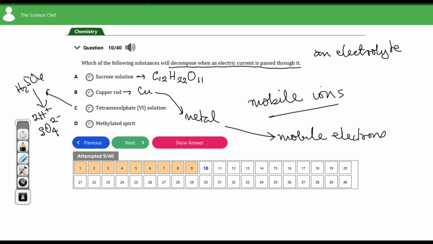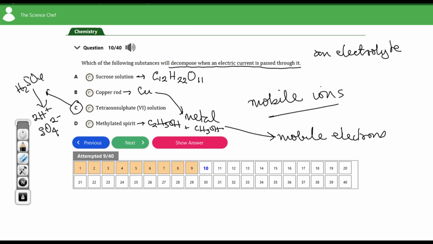Methylated spirit. Methylated spirit is mainly ethanol plus a bit of methanol. That is CH3OH. Now, they do not contain ions, even though they contain some level of polarity, but they do not contain full ions like H2SO4. So there's no way they can conduct electricity.